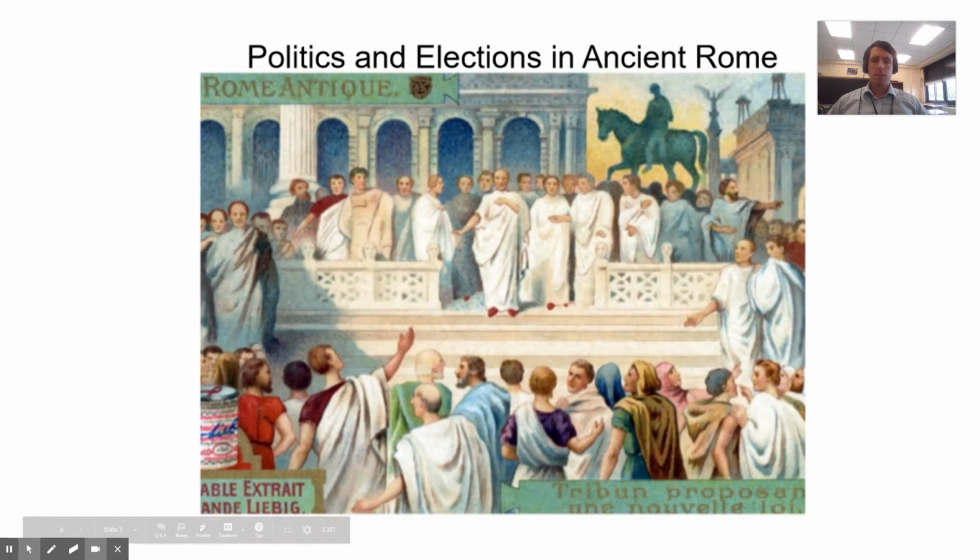Salve discipuli. Today we're going to be talking about politics and elections in ancient Rome. From the very beginning of Roman history, they were obsessed with politics, and we're going to talk specifically about politics during the Roman Republic.